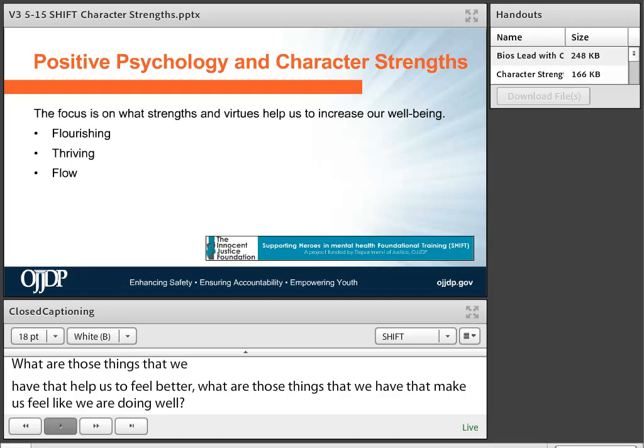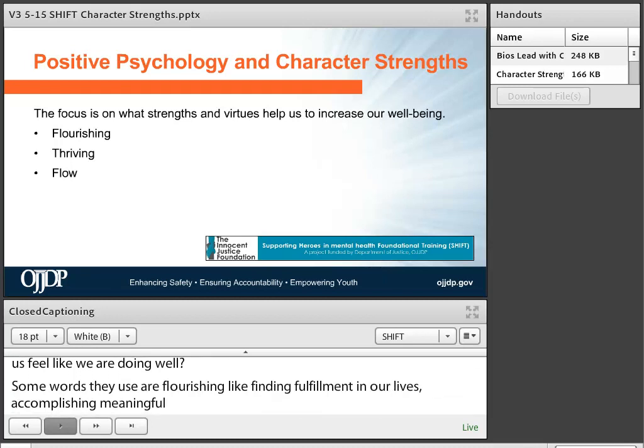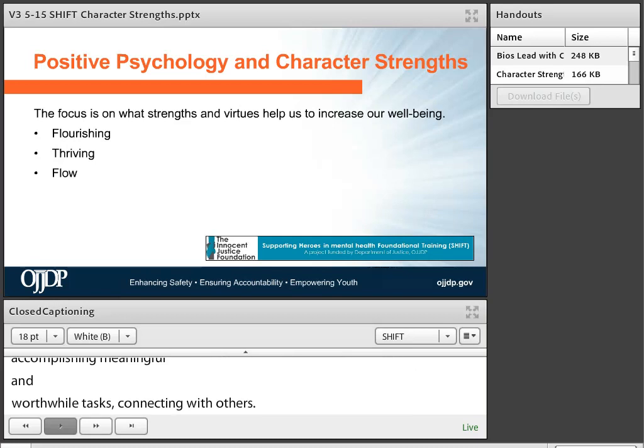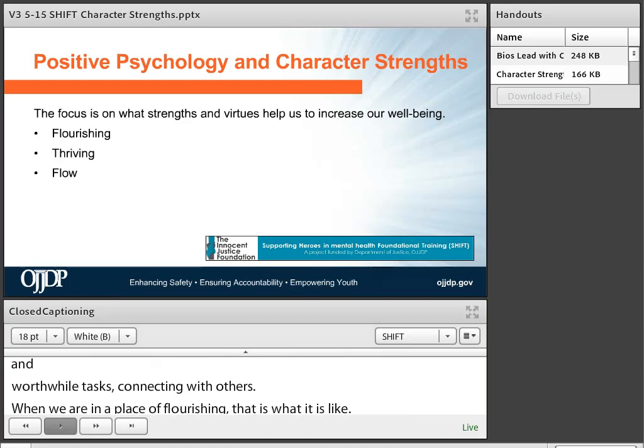When we're in a place of thriving, it feels like things are going well. It feels like we get up in the morning and we're excited about the day. Just like when you think of a garden that's thriving, that's doing well, that's how we as individuals are when we're in a state of thriving.